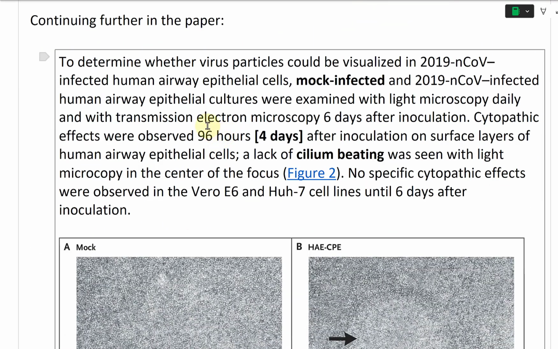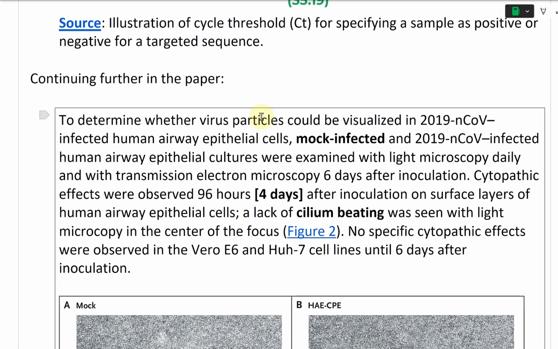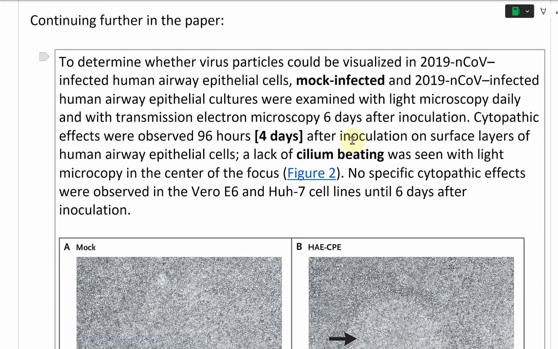Interesting. So, continuing further in the paper: to determine whether virus particles could be visualized in 2019 nCoV infected airway epithelial cells, mock infected and 2019 nCoV infected human airway epithelial cultures were examined with light microscopy daily and with transmission electron microscopy 6 days after inoculation.